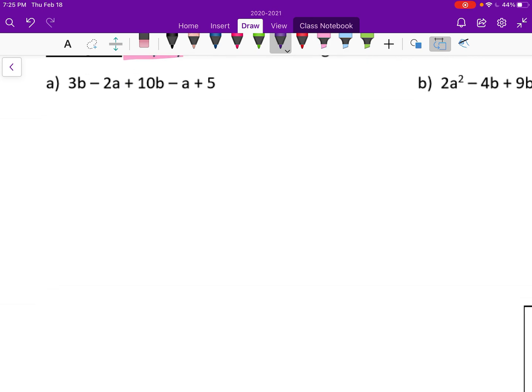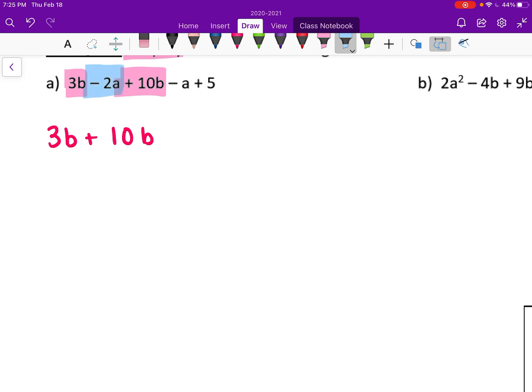Okay? So let's do this. So you have 3b minus 2a plus 10b minus a plus 5. So let's go in and find our first variable, which is a b. And then let's go find our second b. It's positive 10b. And I'm just going to go write that down. I'm going to say, okay, 3b plus 10b. Right? Done all of the b's. I'm good to go. Let's move on to the a's.